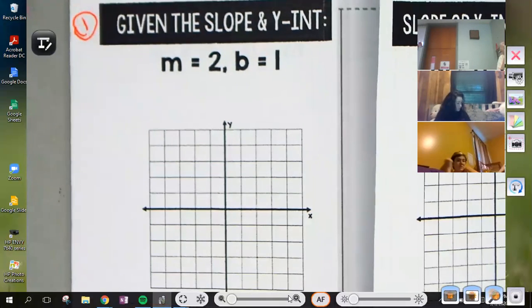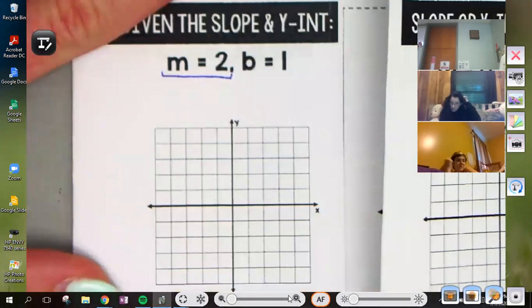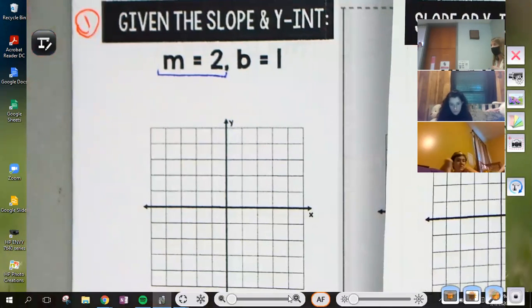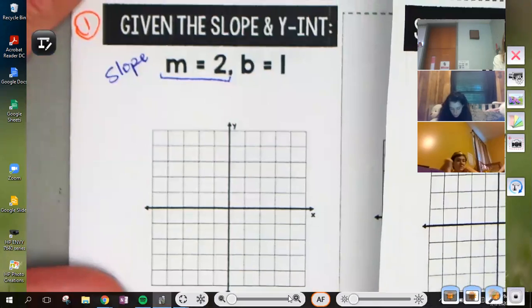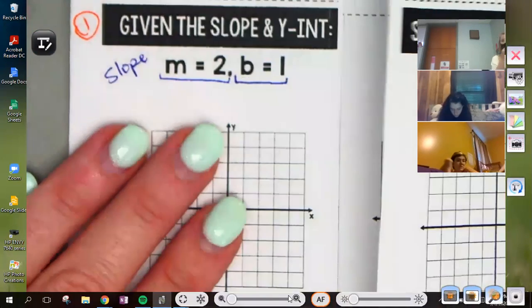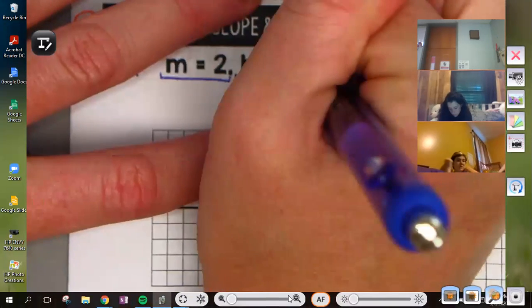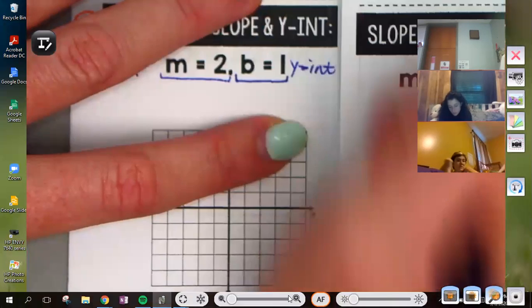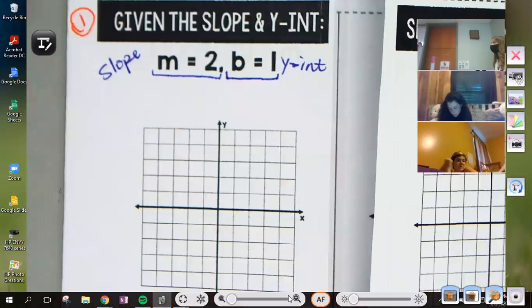Okay, so it says m equals 2. When it's talking about m, what is it talking about? Slope. Okay, so my slope equals 2. And then it says b equals 1. What is b talking about? The y-intercept. And I always like to shorten it to y-int. I don't want to write it every time.